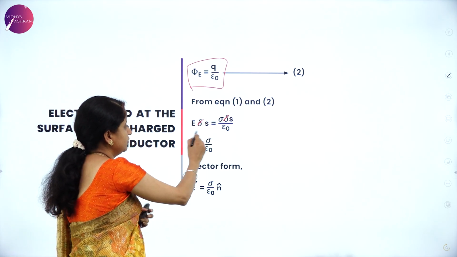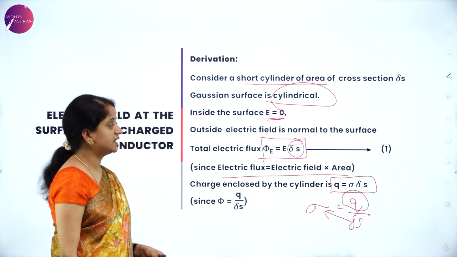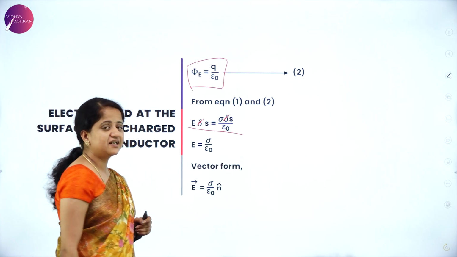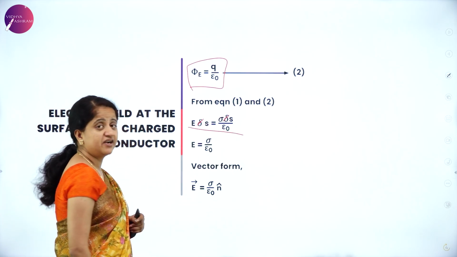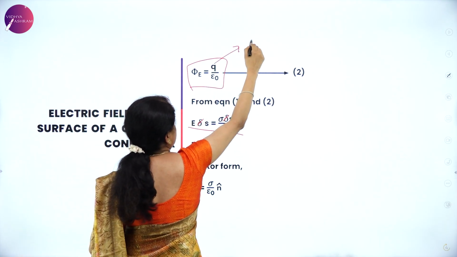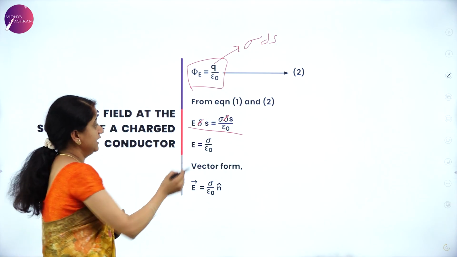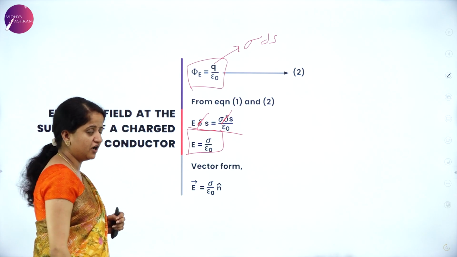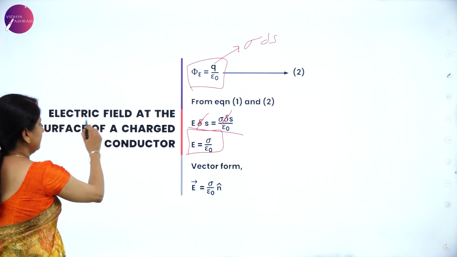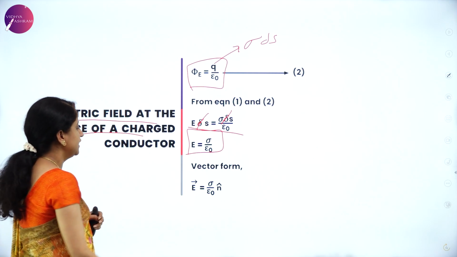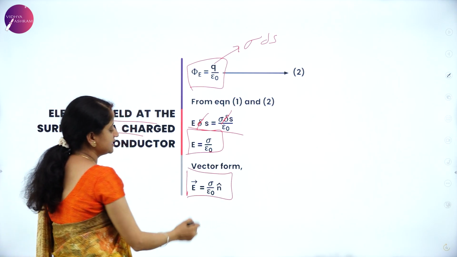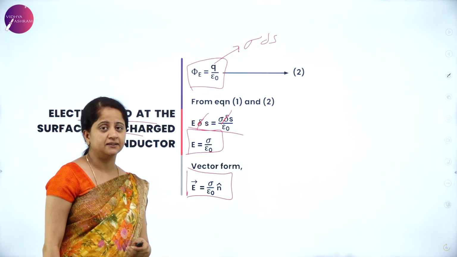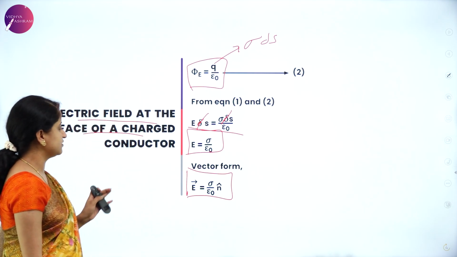So from equation 1 and 2 we can write the RHS of equation 1, E into delta S, and the RHS of equation 2, that is Q divided by epsilon naught, we get E into delta S is equal to sigma into delta S divided by epsilon naught, because Q is equal to sigma into delta S, and delta S can be cancelled. We remain with E is equal to sigma divided by epsilon naught, which is the expression for the electric field at the surface of a charged conductor. In vector form we can represent this as vector E is equal to sigma divided by epsilon naught into n cap, where n cap is a unit vector. So this is about electric field at the surface of a charged conductor.